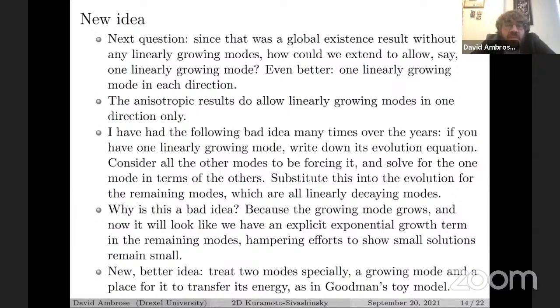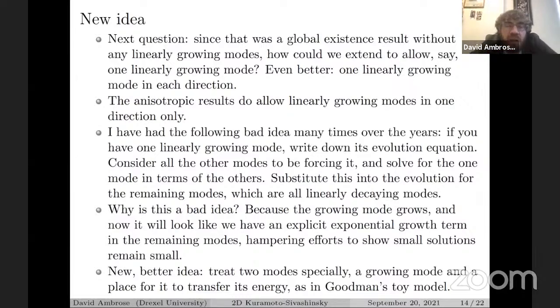Okay, so the anisotropic results do allow linear Lagrange modes in one direction, right? Because they're basing things on 1D, and 1D lets you have as long a domain as you want, and you can deal with the growth in 1D. You can have any number of linear Lagrange modes in the anisotropic results, but always only in one direction. So we're only going to allow one linear Lagrange mode here, but in each direction. So one linear Lagrange mode in the x direction, one linear Lagrange mode in the y direction.